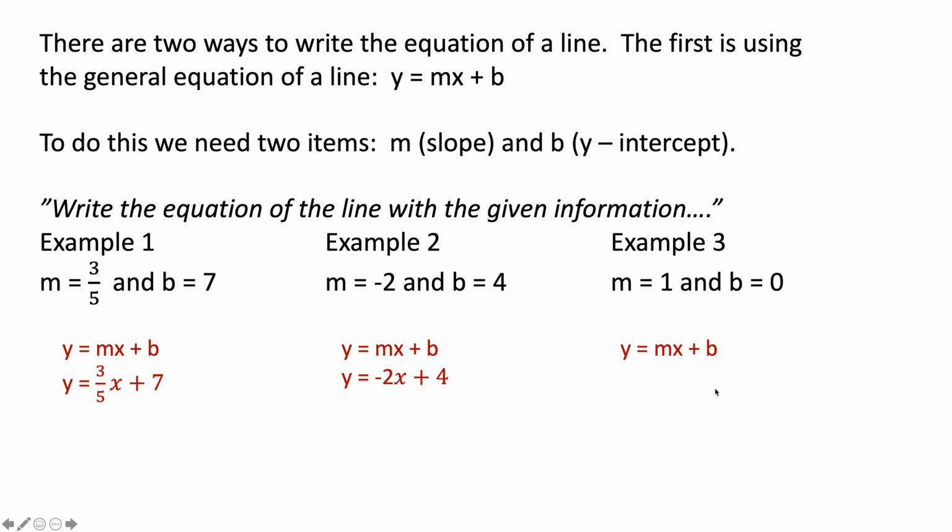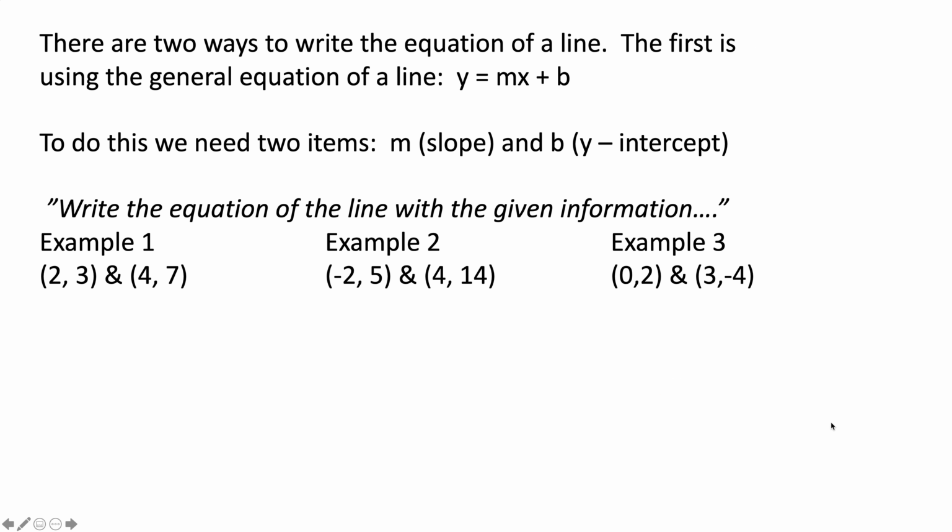So y equals mx plus b, slope is 1. That's y equals 1x plus y-intercept is 0. And to clean that up a little bit, just y equals x. Okay, so those are as straightforward as it gets. It doesn't usually get that straightforward. We can tweak off of that, but that's more or less how it starts.